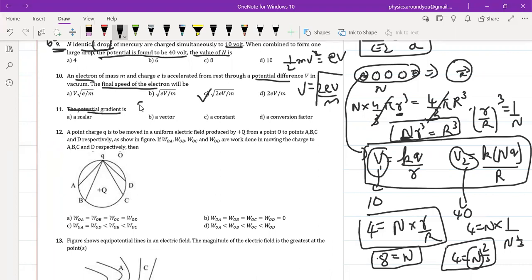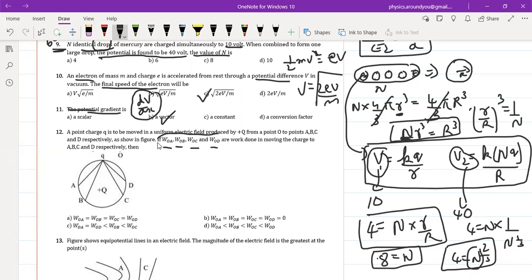Potential gradient, fellows, is always dV by dx, dV by dr at any distance. This basically gives you the electric field. Electric field is a vector, therefore potential gradient is a vector. Now question number 12. They're comparing various works.